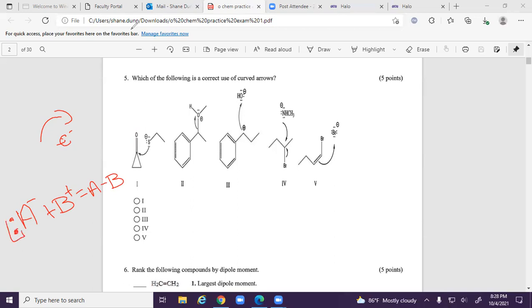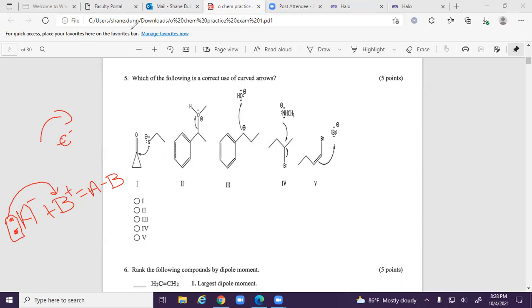So you should always start your arrows from the nucleophile, and it should always go towards the electrophile. Make sense? Arrows go from nucleophile to electrophile. Okay.